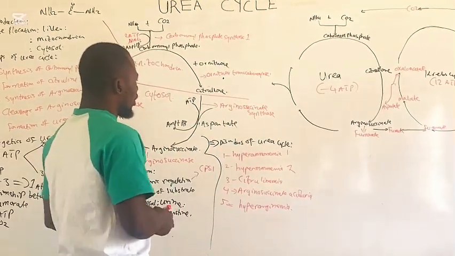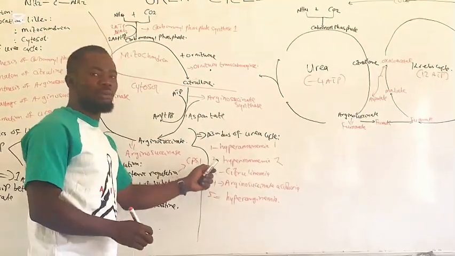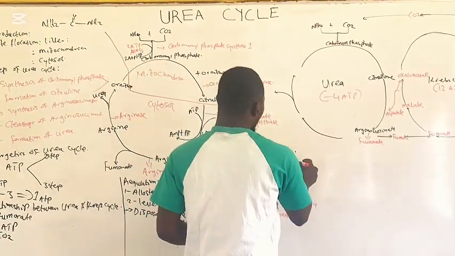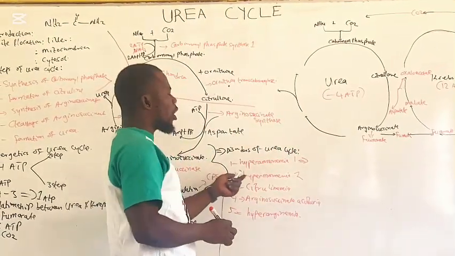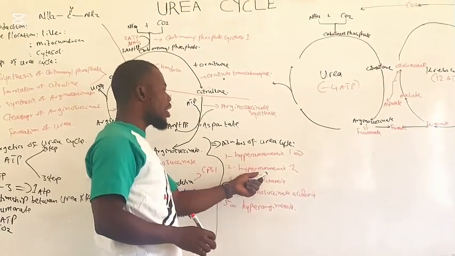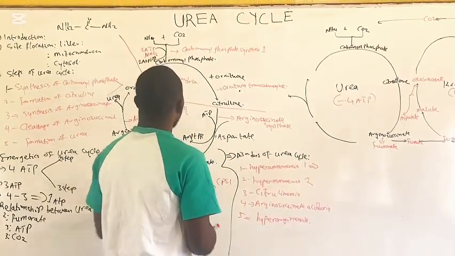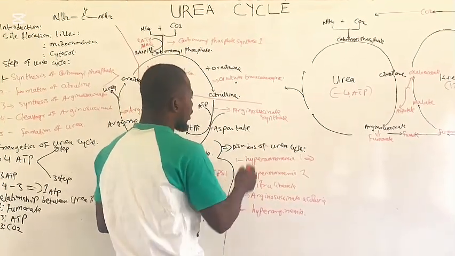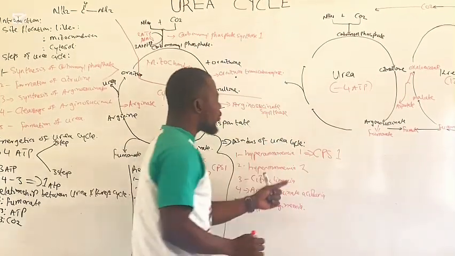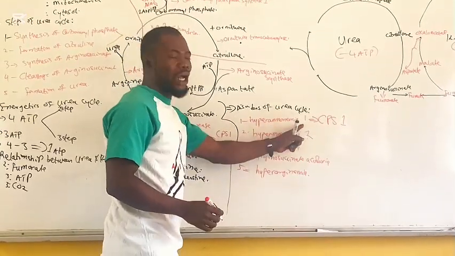These are the common disorders of the urea cycle, and each of them results due to the deficiency of a specific enzyme. The first one, hyperammonemia. Ammonemia simply means increase in the level of ammonia in blood. So there is hyperammonemia 1 and hyperammonemia 2. Hyperammonemia type 1 results from the deficiency of the enzyme carbamoyl phosphate synthase 1. The deficiency of this enzyme will lead to hyperammonemia 1.